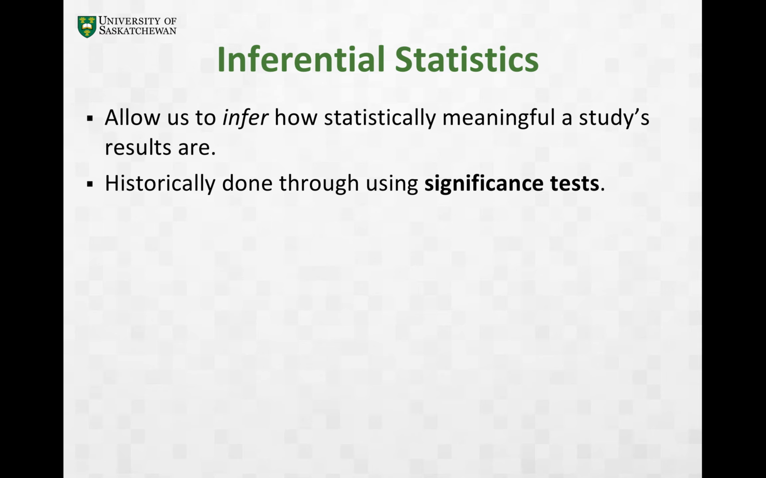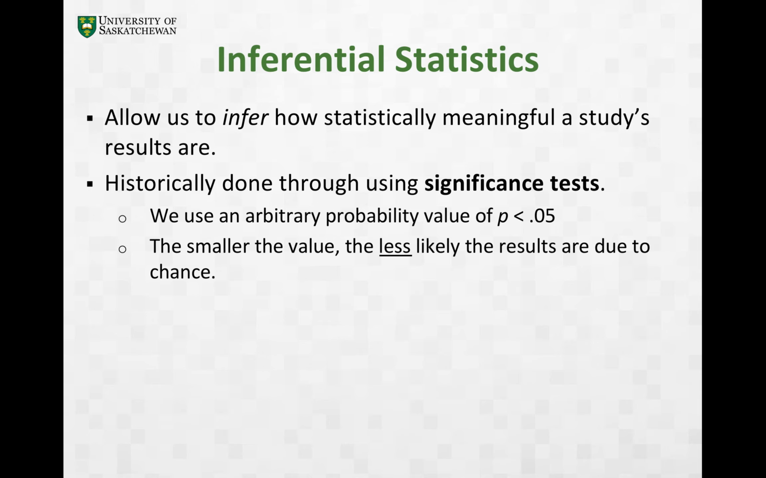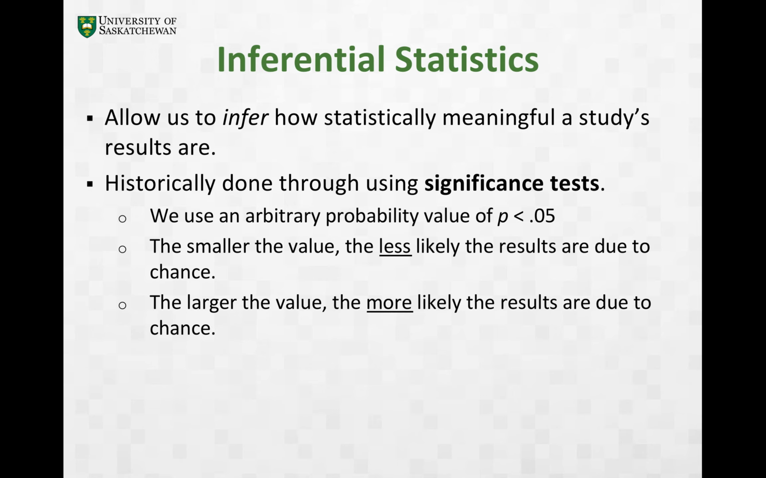And so when I'm talking about a significance test, what I'm talking about is a kind of arbitrary probability value that has been used in most scientific research. It's the probability that our results are due to random chance, all right? And so the number that we use is p is less than 0.05. What that means is that the smaller the p-value is, the less likely the results are due to chance, whereas the larger the value, the more likely the results are due to chance.